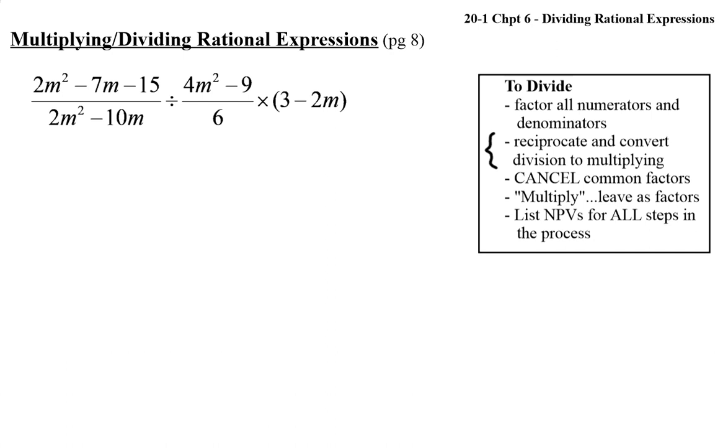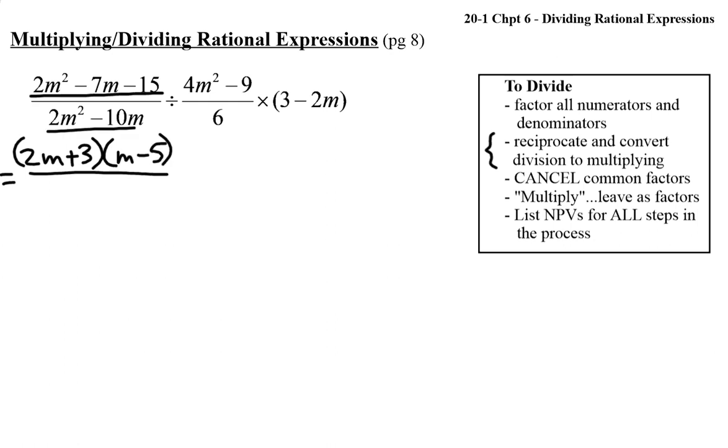Here we go. So 2m squared minus 7m minus 15. If you do decomp, you end up with 2m plus 3 times m minus 5 over, here we have GCF, factor out a 2m, and we get m minus 5.